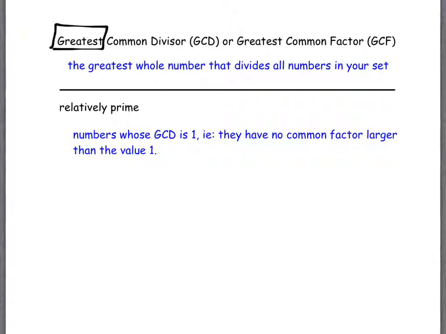Now, we've talked already in both other sections about this next definition, relatively prime. Relatively prime just means that the two numbers don't have any factors in common except the factor of 1. That's their greatest common factor.